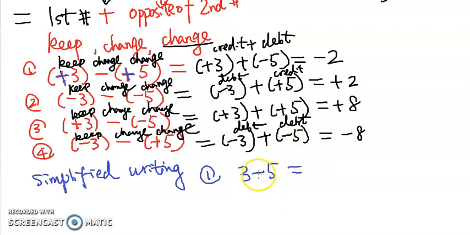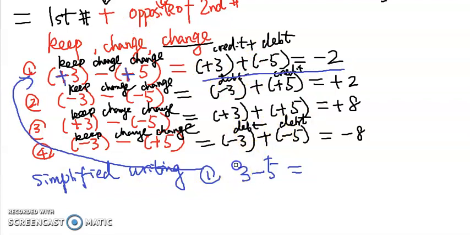Now, similarly, if you get given this question, of course, one thing you can do is put the plus sign in front of them. And then you can use our rule, keep, change, change, to continue. So you change it back to that question and then continue to solve the problem. But there is a quick way to do this.